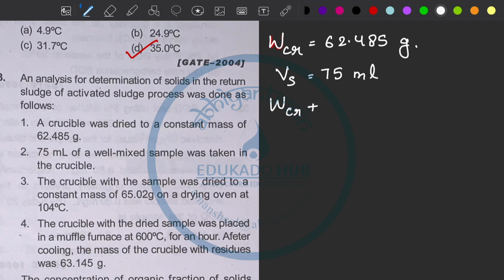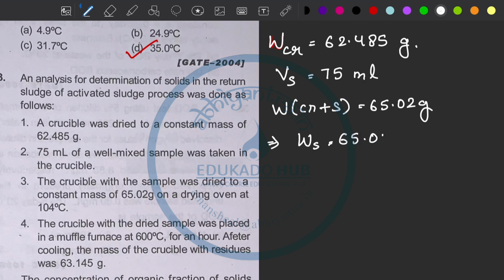I can say the weight of crucible plus sample comes out to be 65.02 gram. From here I can say that the weight of sample is 65.02 minus 62.485, which comes out to be 2.535 grams at temperature 104 degrees Celsius.